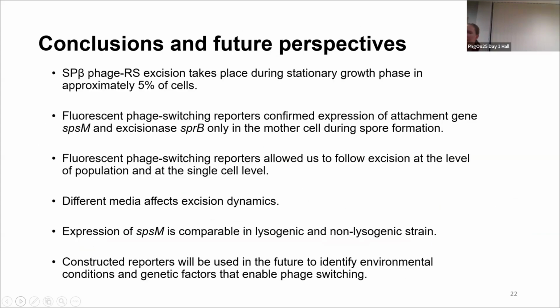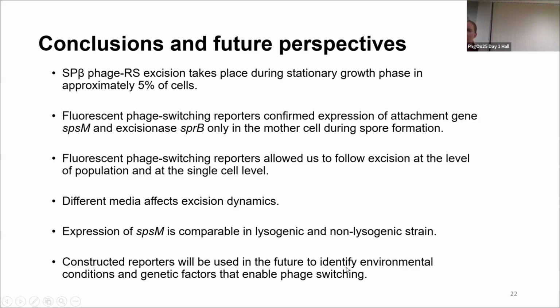So just to sum up, I showed you today that SP beta phage excision takes place during the stationary phase when the cells start to sporulate, and it happens in approximately 5% of cells, which is most probably attributed to the fact that not all the cells start sporulating at the same time, so gradually more and more cells are starting to sporulate.